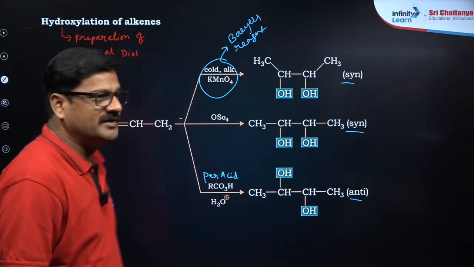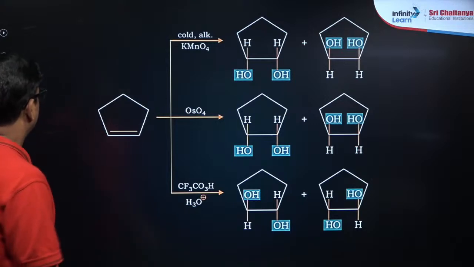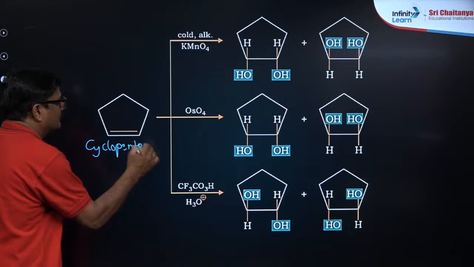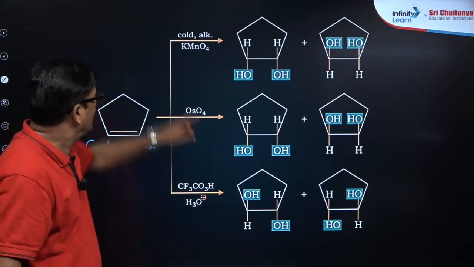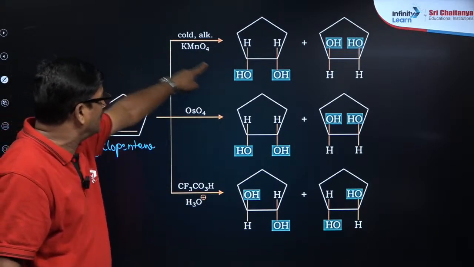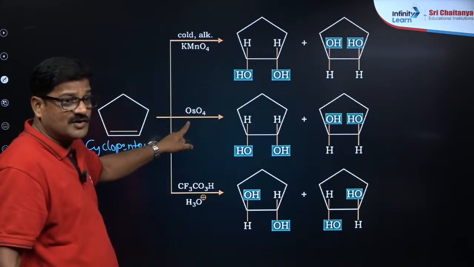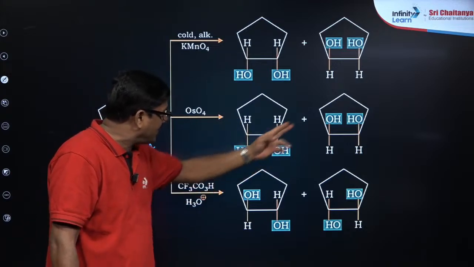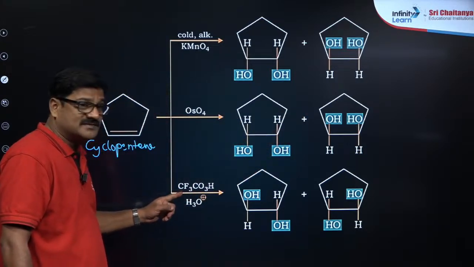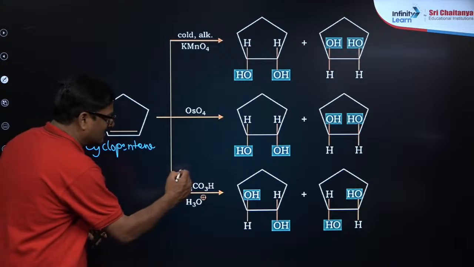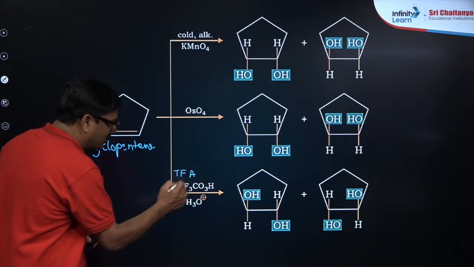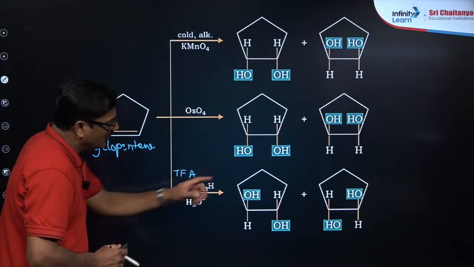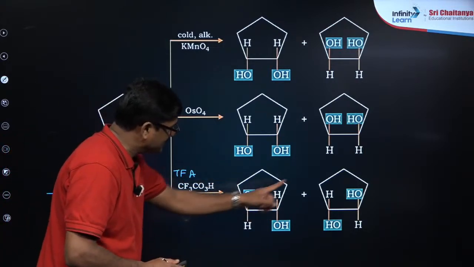Right. So let's talk about here. This is cyclopentene. In this cyclopentene, you can use cold alkaline KMnO4 for syn addition, and you can use osmium tetroxide, and again you are going to get a syn addition. If you use trifluoroacetic acid, TFA, peroxoacetic acid, it is going to give you anti-addition.